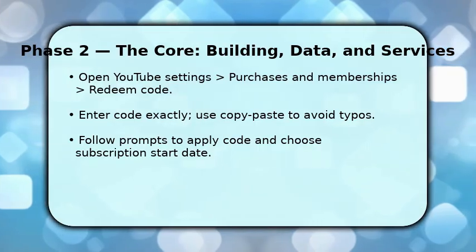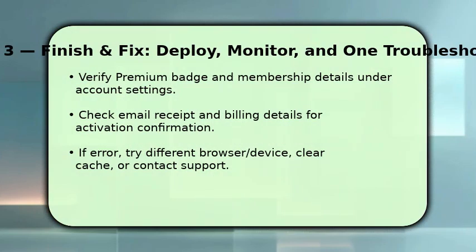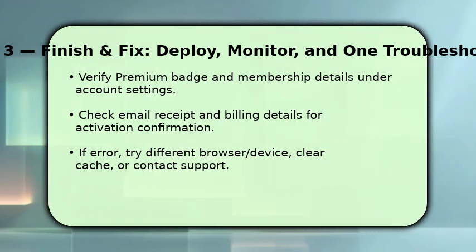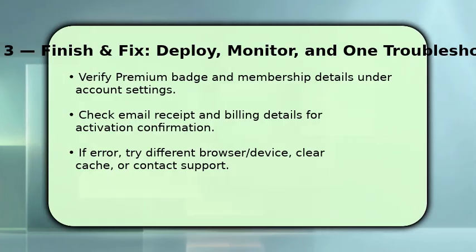Finish by verifying activation. Open account settings and confirm you see YouTube Premium listed with the correct start and end dates. Check your email for a receipt or activation notice. This confirms the code applied.